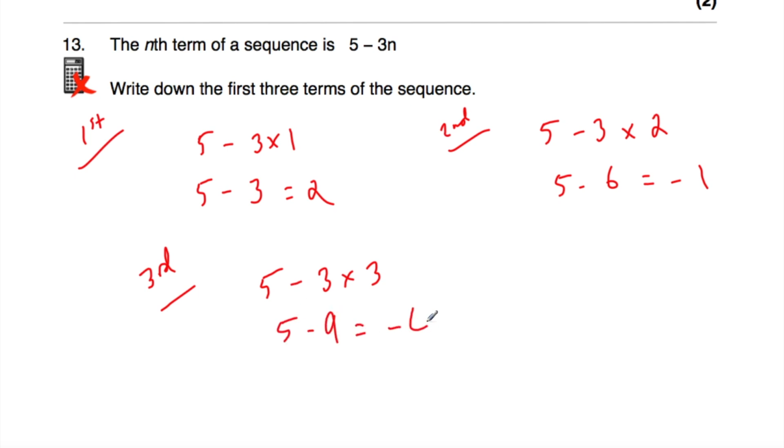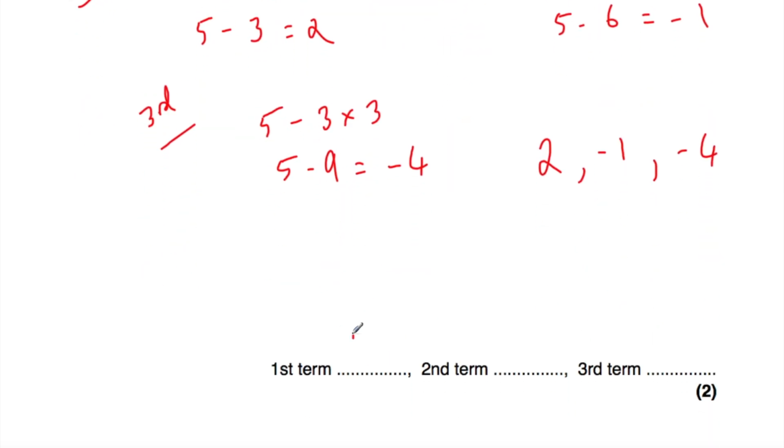And 5 subtract 9 will be equal to negative 4. So that means the first term of the sequence is 2, the second term of the sequence is negative 1, and the third term of the sequence is negative 4. And as you can see here, they're decreasing by 3 each time. We're taking away 3, taking away 3. And that's good because as you can see here, we've got negative 3n. So it means that the sequence should be going down by 3 each time. So the first 3 terms of the sequence are 2, negative 1, and negative 4.